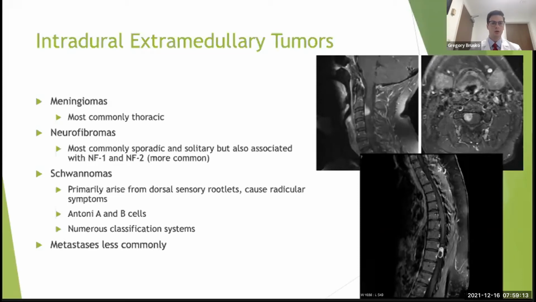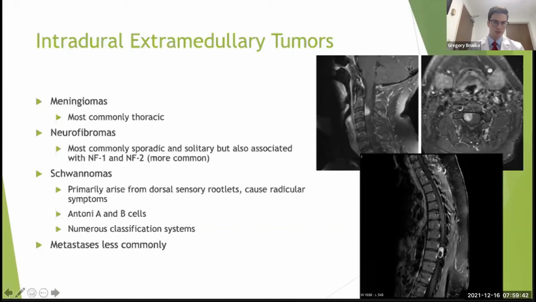And then finally, schwannomas primarily arise from dorsal sensory rootlets, causing radicular symptoms, and they often have non-functional nerve roots associated with them within the tumor. These can be identified intraoperatively with neurostimulation to safely resect the lesion. And these often have a cystic type appearance or a dumbbell shape that can be seen on an axial cut that help differentiate these from meningiomas sometimes within the spine.